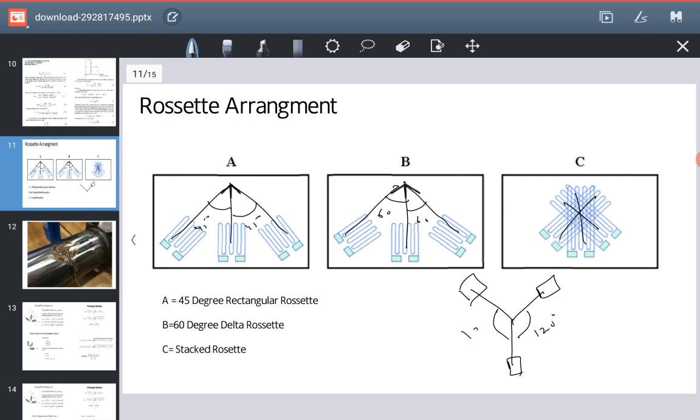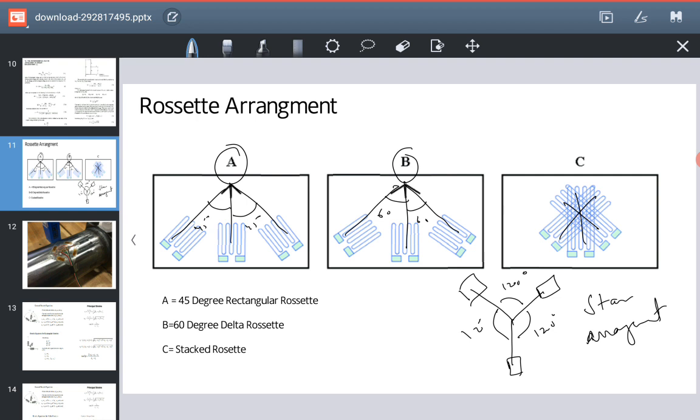So these are some of the fashions in which we arrange the strain gauges in order to find the strain in an element. Our main focus in this chapter will be the rosette arrangement, and we will be studying just the 45-degree and the 60-degree rosette arrangement.